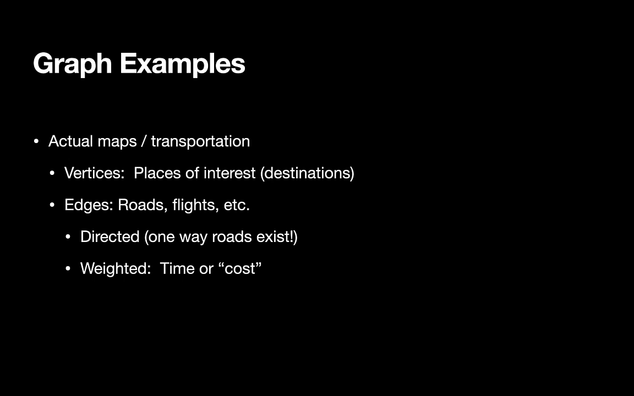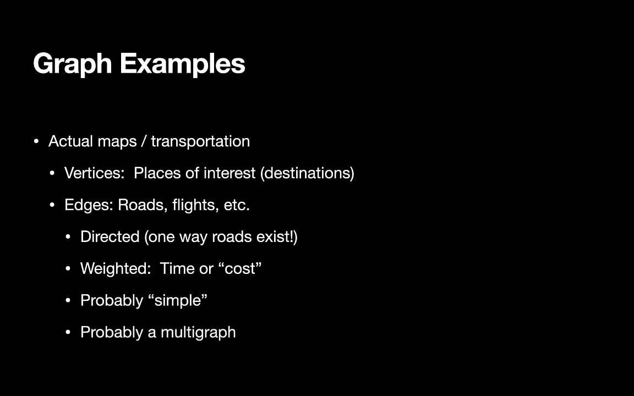Oftentimes it's a weighted graph where the weights represent the time or the cost in some sense of going from one of the locations to another. And generally it's a simple graph. We're usually not terribly interested in these sorts of transportation graphs with self-arcs, with the exception of those examples where, like at the airport, someone leaves from a particular airport and flies back to that same airport because they're just taking a hobby flight.